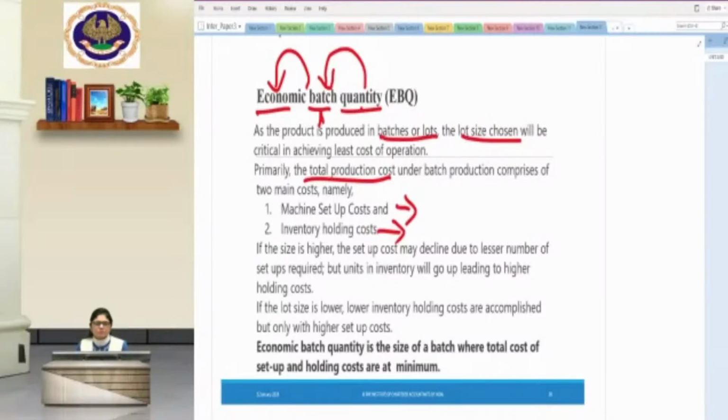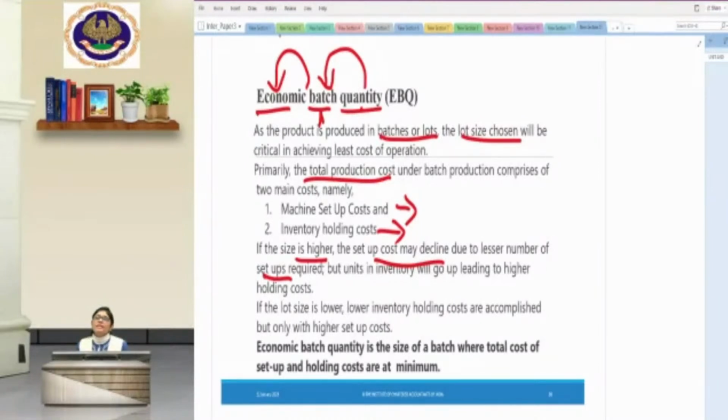All right. So if the size is higher, the setup cost may decline because a lesser number of setups will be required. So let us say if the total demand is 5,000 units, and if you are making a run of, let us say, 1,000 units in one lot, that means you will be needing 5 batches. In 5 batches, those 5,000 units will be produced. Let us say you are producing in 500. That means you will be requiring 10 batches.